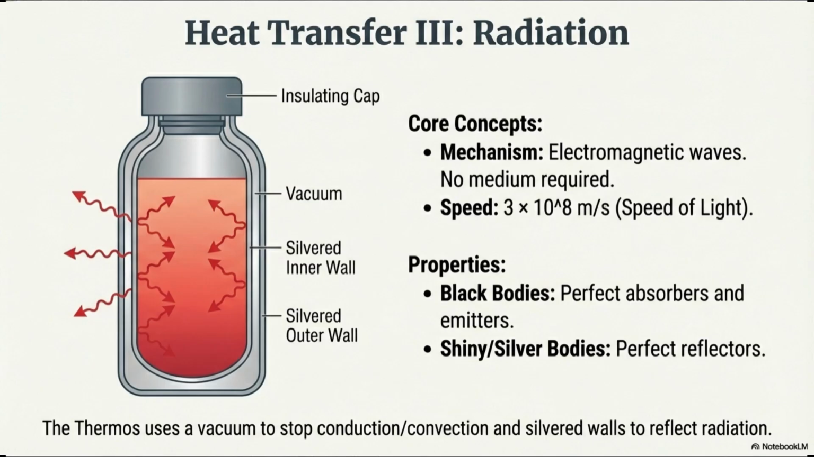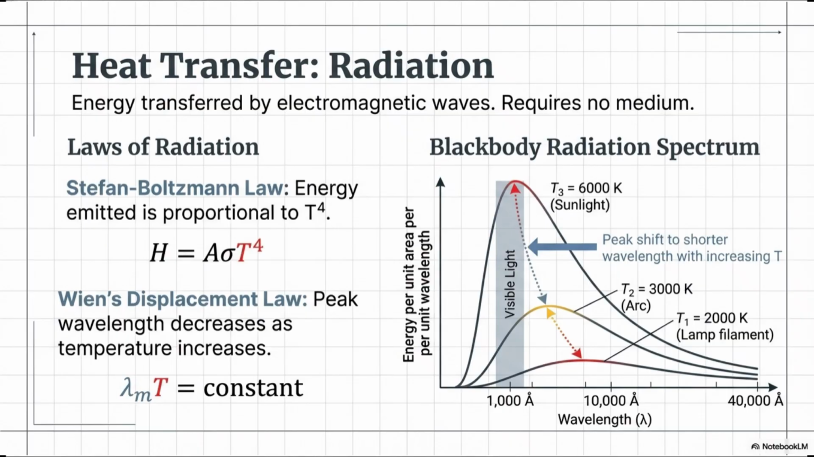And the third way is radiation. This is heat transfer by electromagnetic waves, like infrared light. Now, the super cool thing about radiation is that, unlike the other two, it doesn't need any stuff to travel through. It can travel through the total vacuum of space. This is how we feel the warmth of the sun, even though it's 93 million miles away from us. It's just pure energy flying through space.